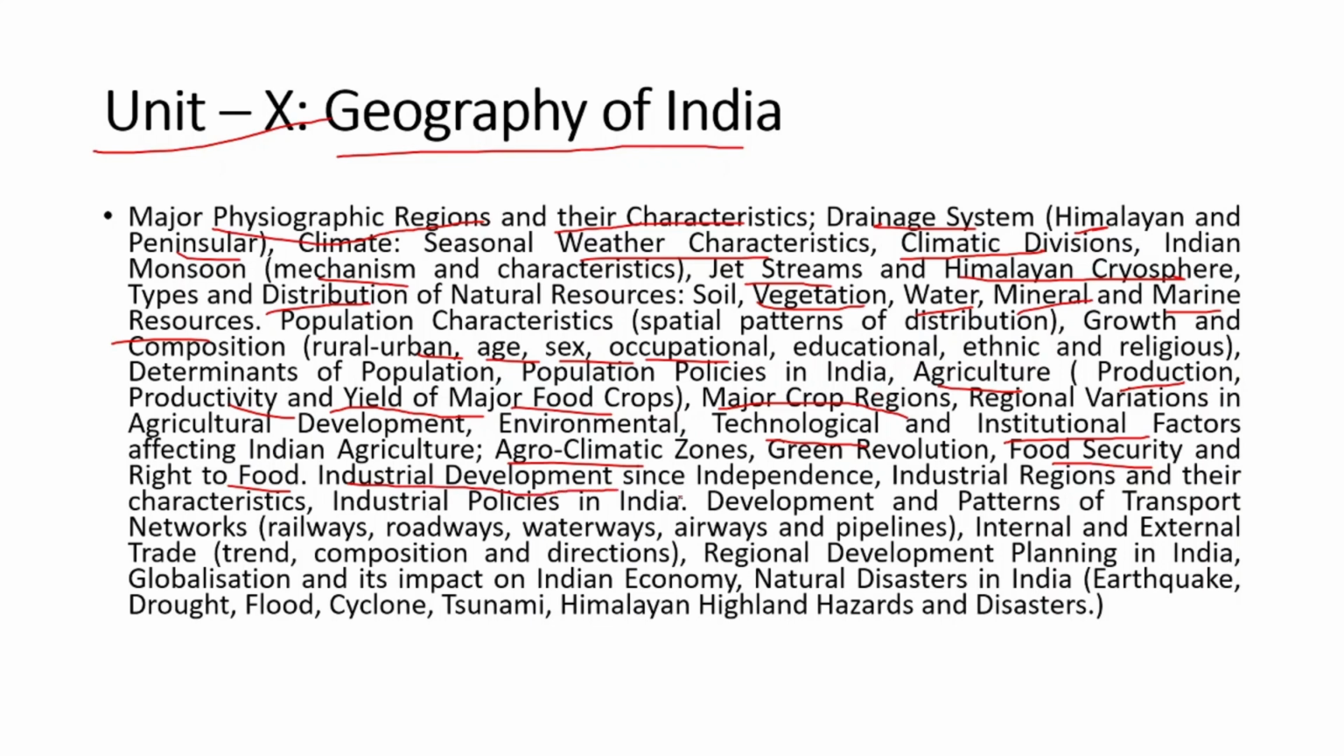Industrial developments since independence is addressed in this unit, including industrial regions and policies, their characteristics, the development and patterns of transport networks, that is railways, roadways, waterways, airways, and pipelines, along with trends of internal and external trade, regional development planning in India, and the impact of globalization on the Indian economy. The unit also addresses natural disasters in India, such as earthquake, drought, flood, cyclones, tsunamis, Himalayan highlands hazards, and disasters.